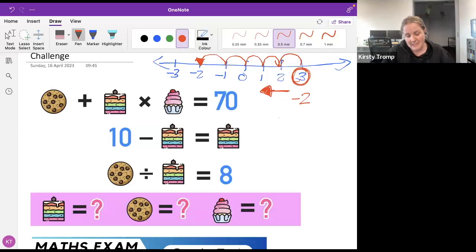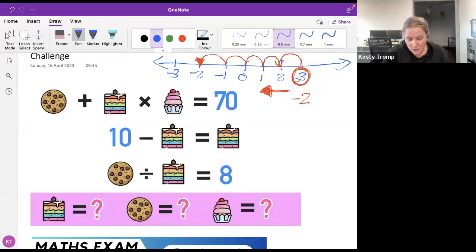Yes, ma'am. Does it make sense? Shouldn't we be at -3? Yes, ma'am. Okay, but think about it. If we're at -3, then how many spaces do we need to move? 5. Is it 5 or is it 6?